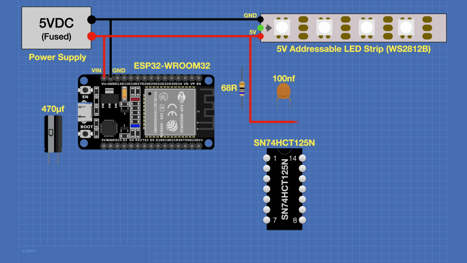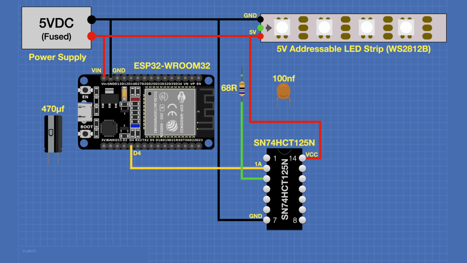We'll also connect 5 volts to the VCC on the 74HCT125N integrated circuit. And we'll connect the ground to the ground on the 74HCT125N. We'll connect GPIO pin D4 on the ESP32 to the 1A input on the 74HCT125N. We'll connect the 1Y output from the integrated circuit to one side of the 68 ohm resistor and the other side to the data input on the addressable LED strip.